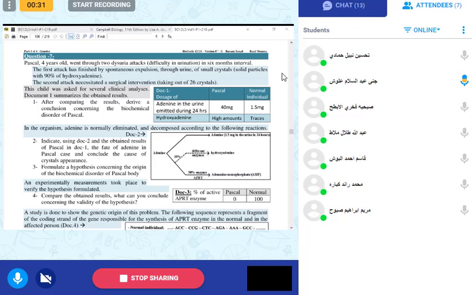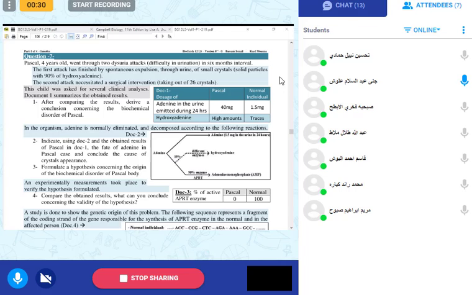Pascal, 4 years old, went through 2 dysuria attacks, difficulty in urination, at a 6 month interval. Imagine a 4 year old boy has a problem in urination. He cannot enter the bathroom. The first attack finished by spontaneous expulsion through urine of small crystals, salt particles with 90% of hydroxyadenine.